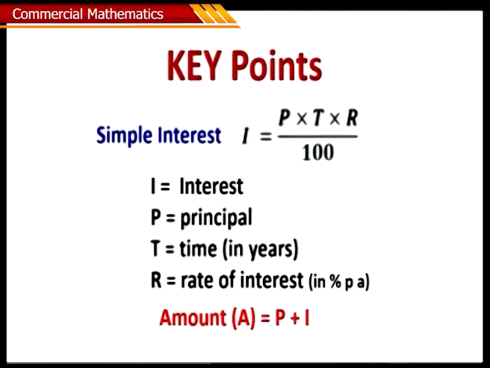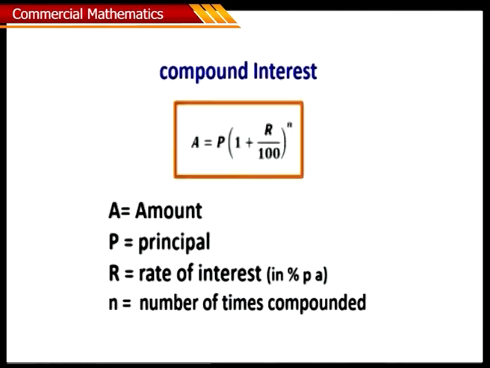Now, what are the key points? First, whenever we talk about simple interest, we know that the formula is I is equal to PTR by 100. While coming to compound interest, the formula is A is equal to P into (1 plus R by 100) whole power n. Then, what is the basic difference between simple interest and compound interest? In simple interest the principal amount remains the same. On the other hand, when we are talking about compound interest, the principal keeps on changing.